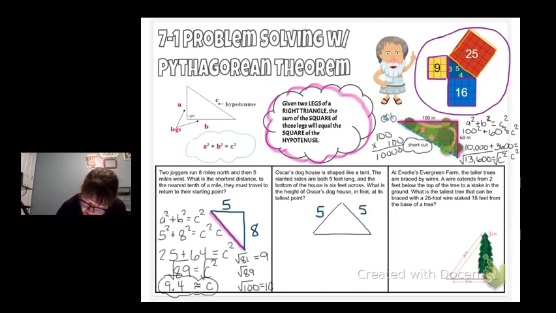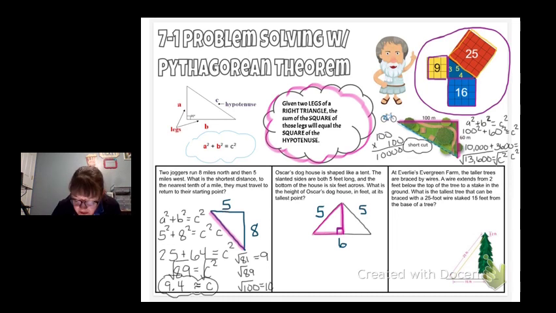And the bottom of the house is 6 feet across. What is the height of Oscar's doghouse in feet at its tallest point? So the height, right here, at its tallest point. So we just made a rectangle. We just made a right triangle right here. And we want to know that missing length right here.